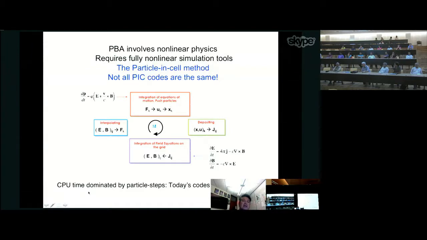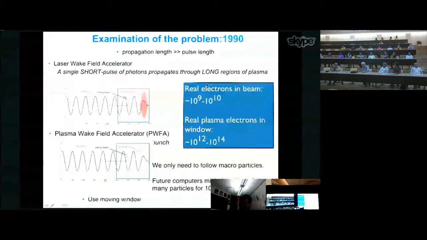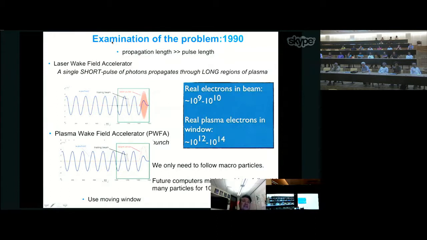And the CPU time is dominated by the particle pushing, and today's codes are on the order of 100 nanoseconds per particle step. And not all PIC codes are the same, and I think that's a very important message. So I'm going to go through this a little quickly, but I wanted to give you a state of where we were in 1990. So in 1990, we realized that the propagation length of the laser or particle beam was going to be much, much bigger than the pulse length.